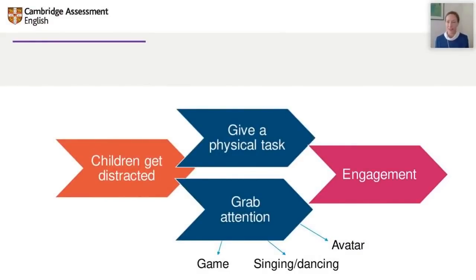So just to summarize for this part, for children distracted, you have lots of super ideas. Thank you for those. And I'm adding to that, give a physical task, have a physical break, a brain break, or choose something that's going to grab their attention, a game, maybe singing or dancing, maybe an avatar, and then that will bring us back to engagement.